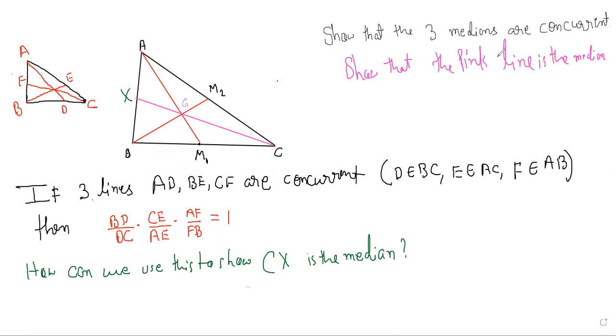Does anybody see the difference? If three lines were concurrent, then you get these ratios. But now we're trying to show that the medians are concurrent. We have kind of reduced the problem to a scenario where three lines are concurrent and we want to show that CX is the median. So AM1, BM2, and CX are concurrent. We have created a concurrency situation.